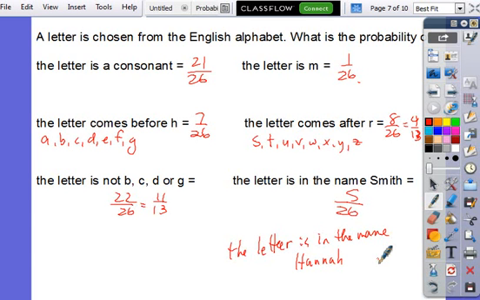All right, if we look at this one down here where it says the letter is in the name Hannah. It's got 6 letters, yes, but they all repeat. So how many different letters are there? 3. There's only 3 different letters. So the chances of me picking that letter would have to be 3 out of 26 because there's only 3 different letters to choose from. The Smith one up here had 5 completely different letters, so I had 5 chances. The Hannah one down there, I only have 3 different.